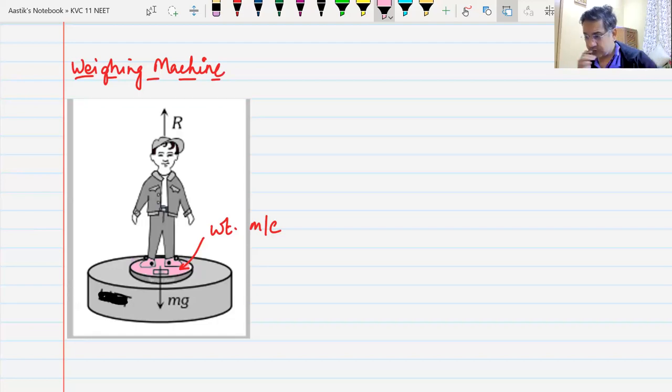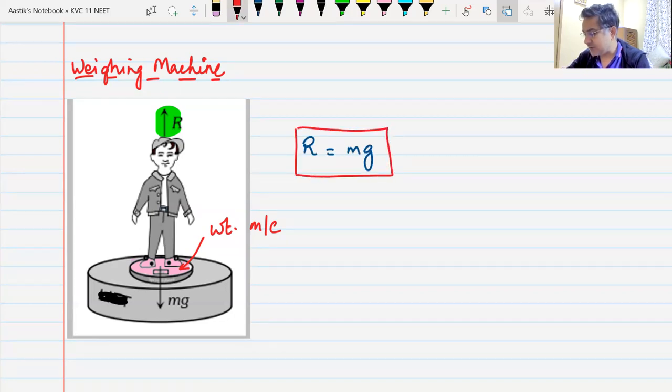How does the weighing machine measure weight? So this is the diagram of a weighing machine. The man is standing on the weighing machine. And if you draw the free body diagram of the man, there is a normal reaction R coming on this man. This is the force applied by the weighing machine on the man, which is equal to the force applied by the man on the weighing machine. Now, the man is in equilibrium, not going anywhere. So what will be the equation for this man? This R will be equal to mg. Do we understand this?